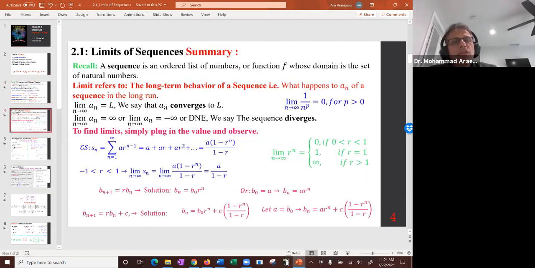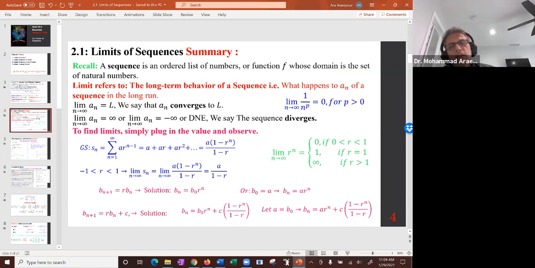Then we looked at limits of sequences and we went over the summary. In general, the limit refers to what happens in the long run, what happens when n goes to infinity. When you can pinpoint the limit and say the limit exists and it's equal to some number such as L, we say the sequence converges to L, it is convergent. If it tends to infinity or negative infinity, that means it blows up to infinity or negative infinity, or if it doesn't exist, like it oscillates between two numbers, then we say the sequence diverges.